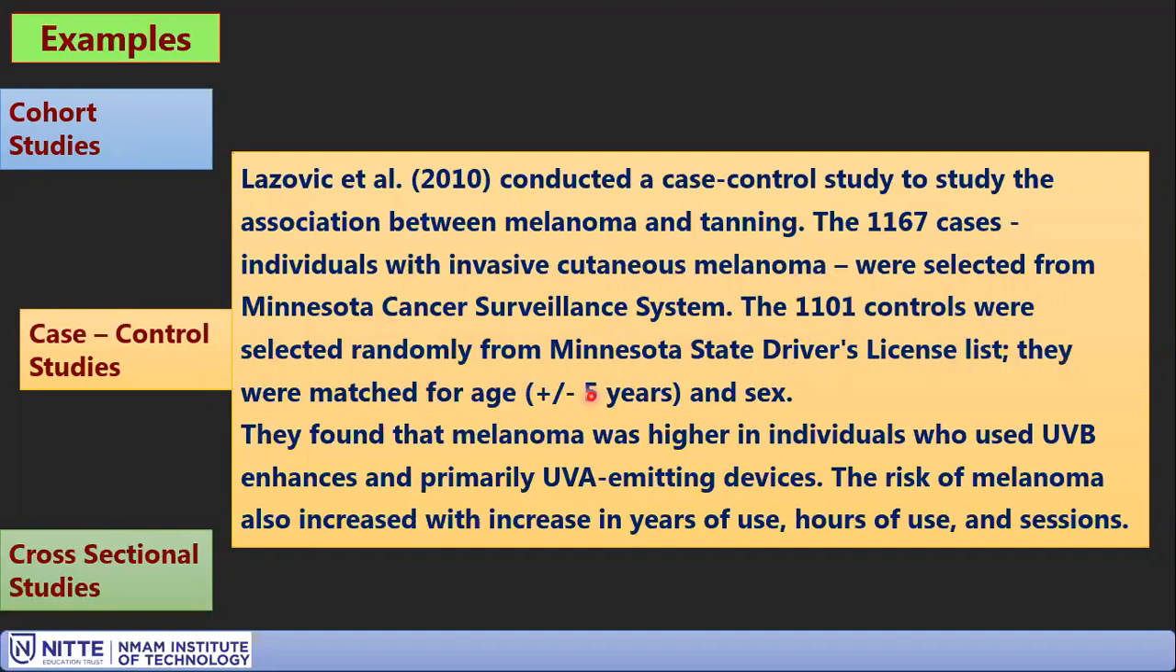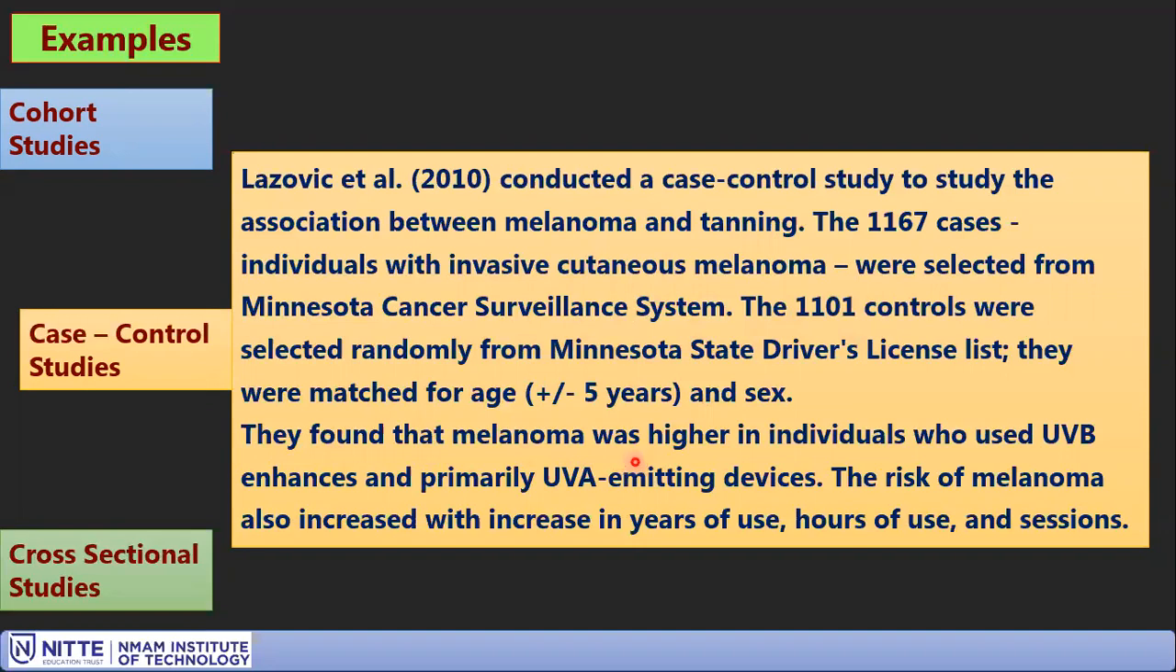They were matched for a particular condition. If I remember well, they were asked over the telephone. It was a telephonic interview with all these cases. So there were the cases, there were the controls. So this is the outcome. That is, the event is present in the cases, the event is absent in the controls. Then they were asked certain questions based on the tanning conditions, which is hidden over here.